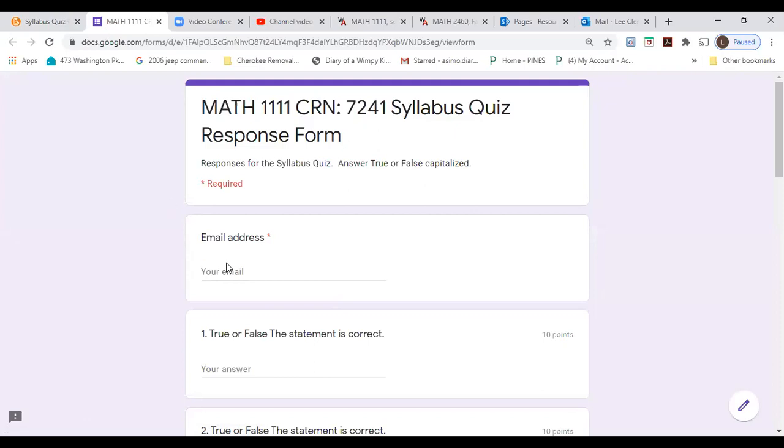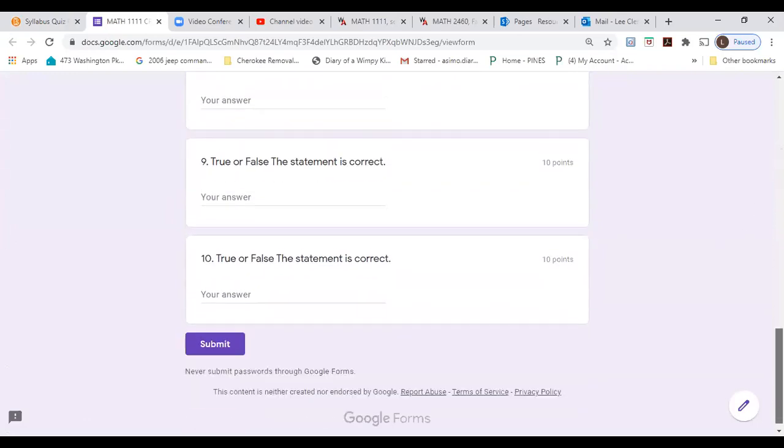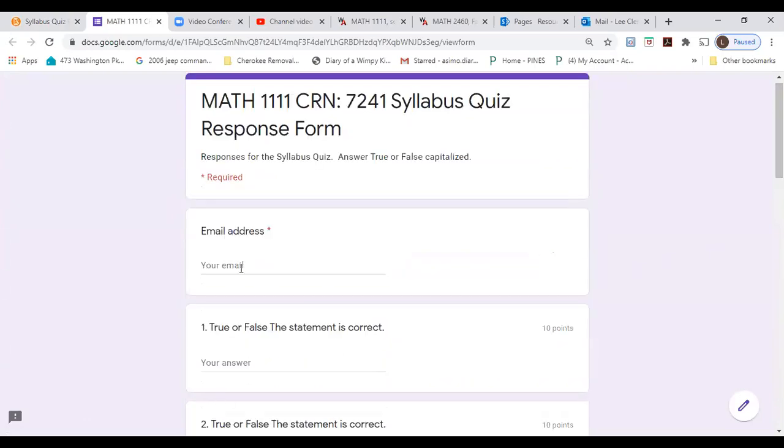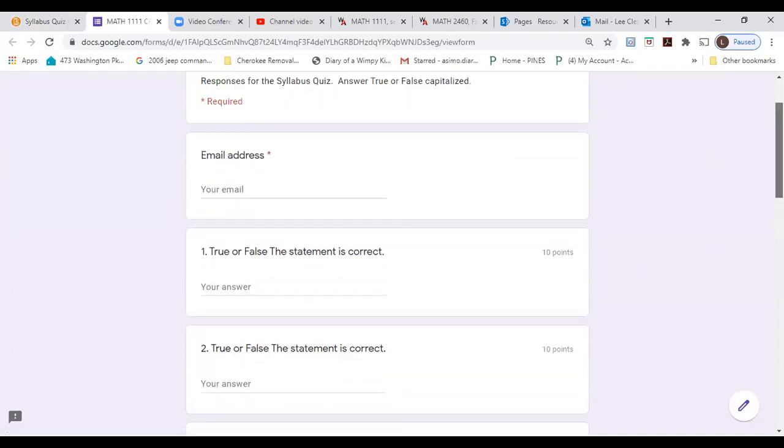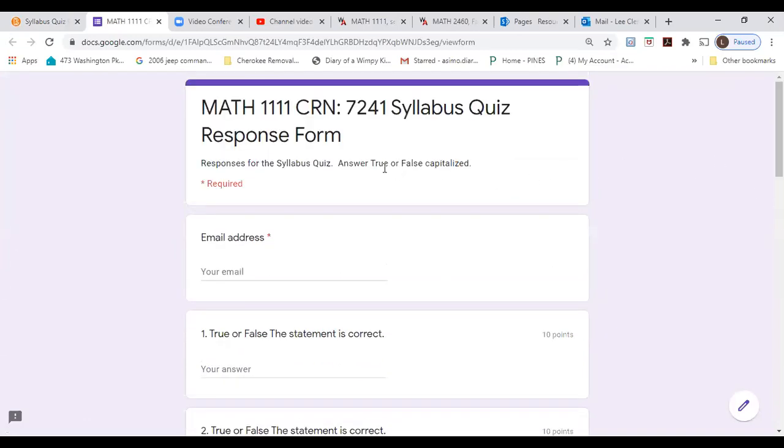You will enter your email address. I only accept school emails. Notice there'll be 10 questions, and these questions correspond to that question sheet. That sheet had statements. Some were true, some were false. You will enter True or False capitalized, which means you only capitalize the T or the F. True or False.